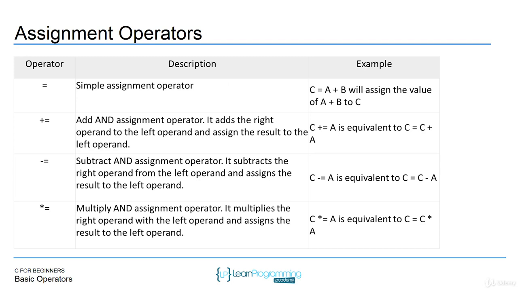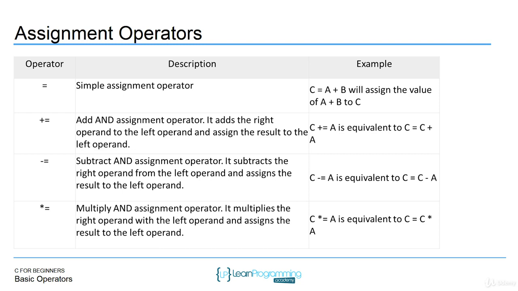Now here are the assignment operators. We're pretty familiar with at least the simple assignment operator, which is the equal symbol. The equal symbol assigns data, and that's pretty basic. C equals A plus B. C is going to be the result of A plus B. Now there are these compound operators where you can do plus equals, or minus equals, or star equals. Plus equals is where you add and assign. So it adds the right operand to the left operand, and then assigns the result to the left operand. So you could say C plus equals A, and that's the same as saying C equals C plus A.